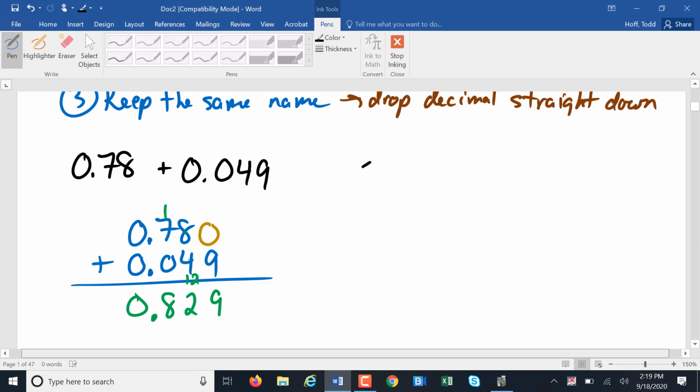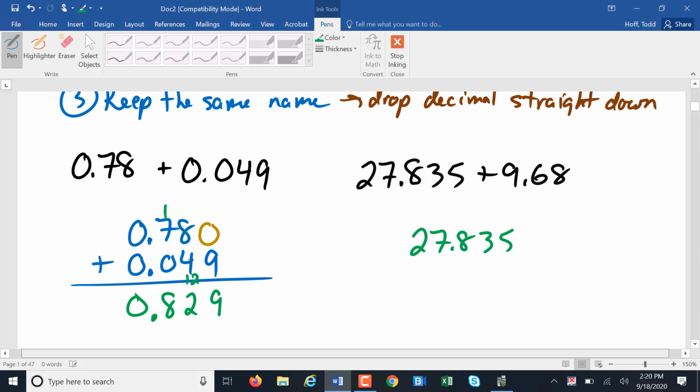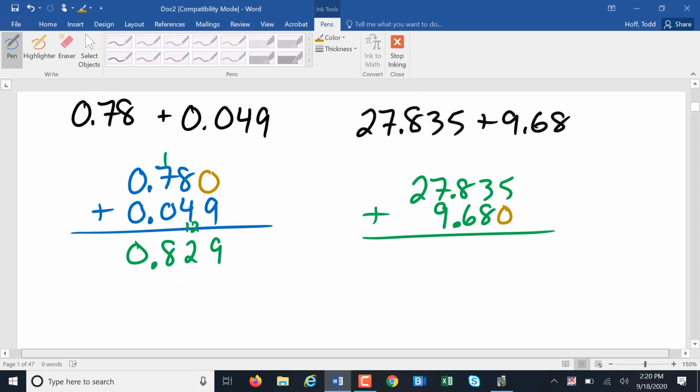If I have something like 27.835 plus 9.68, same type of thing. I'll write my first number. Then I usually put my decimal point in for my second number first. Now I'm going to work out in both directions. I got the 9 here, the 0.68. There we are. Now I still have to fill in that missing digit on bottom this time. And then we add.